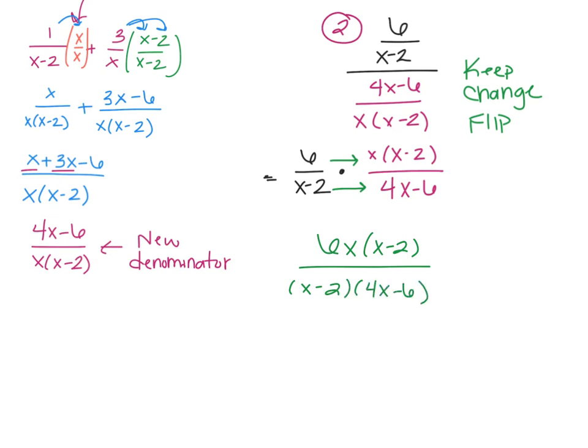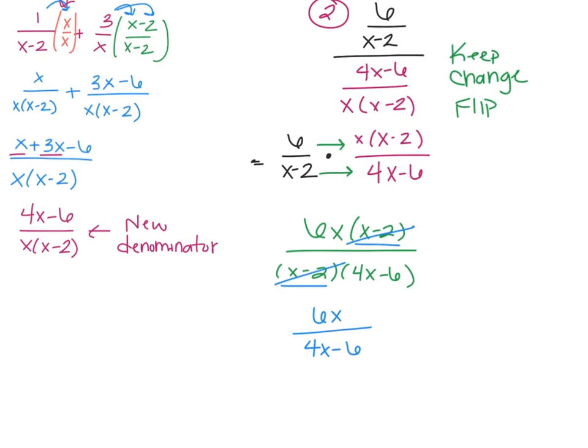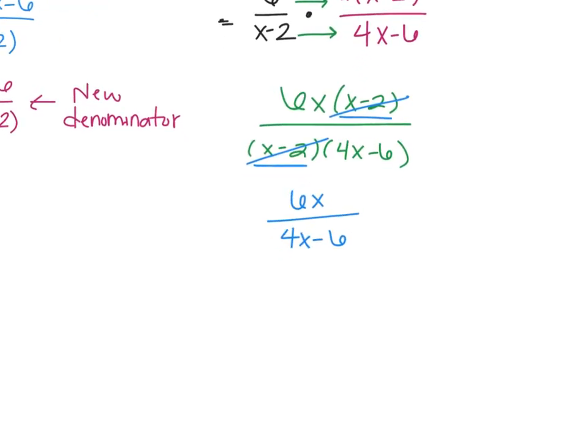Now if you notice, we have x minus 2 and x minus 2. Well, anything over itself is a 1, so that's extra information. So now we have 6x over 4x minus 6. But remember, before you say I'm finished, make sure you can't factor out anything else. This denominator down here is a 4x and a negative 6. Well, I can divide a 2 from both of those. So I've got 2 and then 2x minus 3.